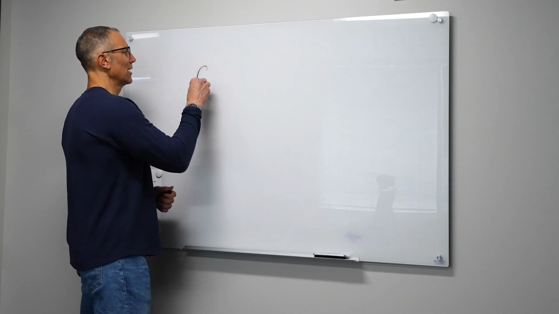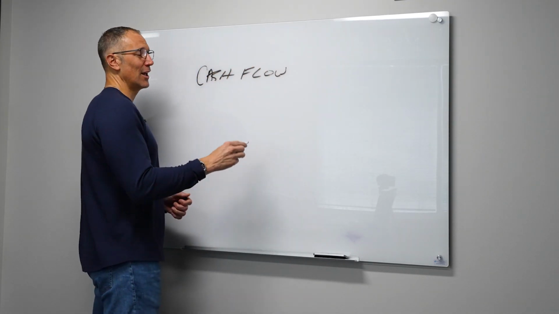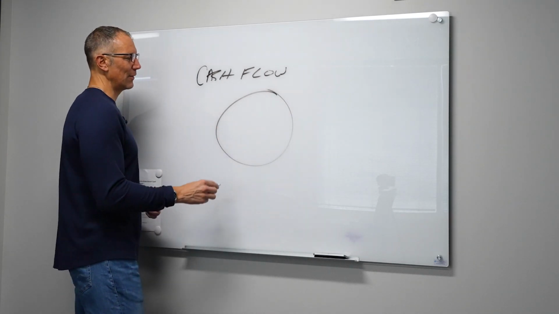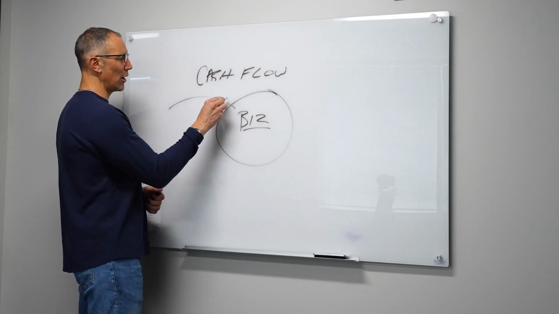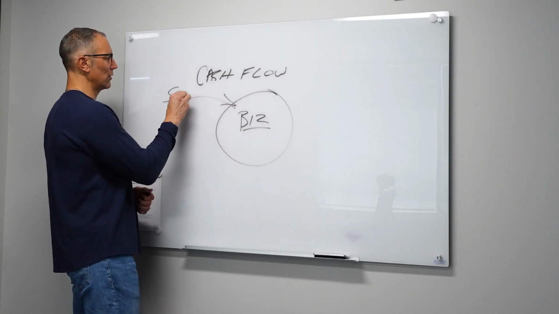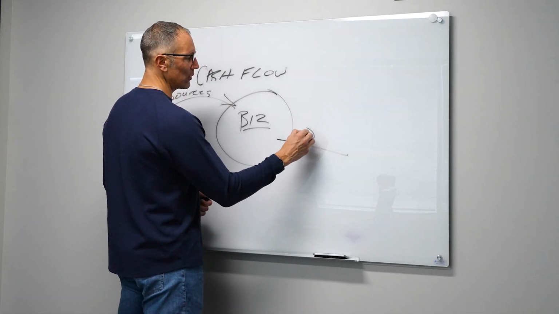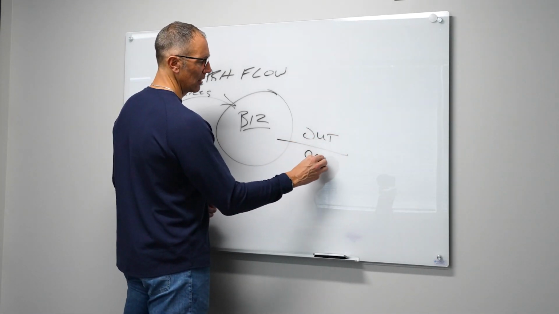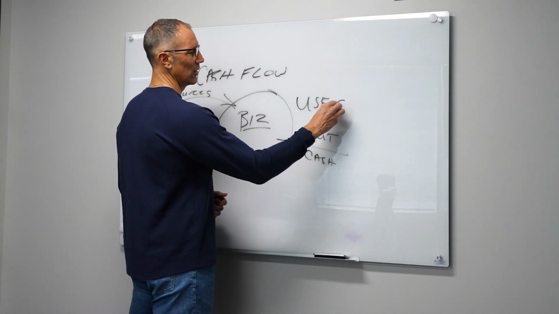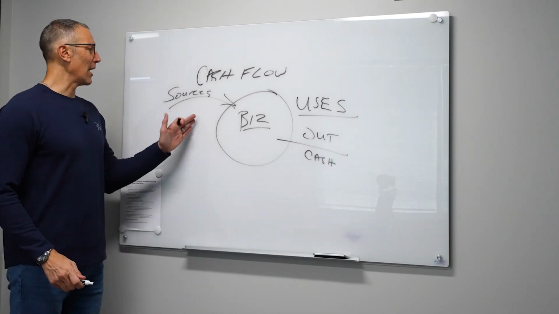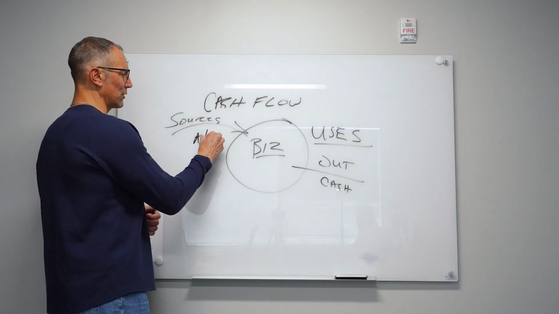First and foremost, cash flow is as simple as if you take your business right here, and this is your business, you have the flow of cash, which is going to be sources, and then you have the flow out of cash, which is going to be called your uses. Okay? Now, simple sources of cash, most common is your accounts receivable.